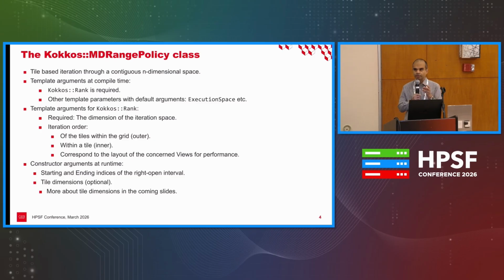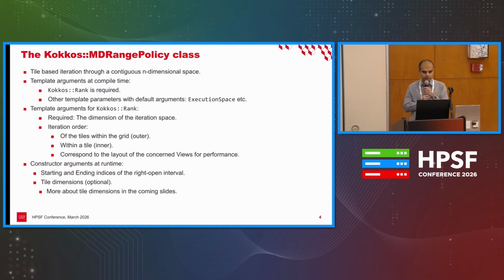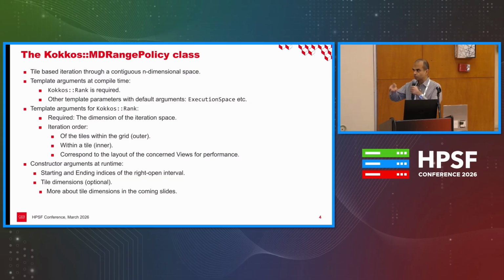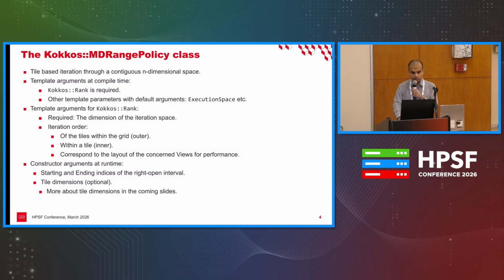Another thing that you have to keep in mind is the notion of layout when it comes to views. Again, layouts can be set suitably by Kokkos for you by default. But the iteration order of MD-range policy and the layout of the views it works with have to match to give good performance. And we have a few other arguments to keep in mind, say how to specify the range over which the computation happens, and also the tile dimensions. That's something that can be tuned, and it is optional. Again, Kokkos can set good default tile sizes for you, and we will see how it has been improved recently by Adrian.